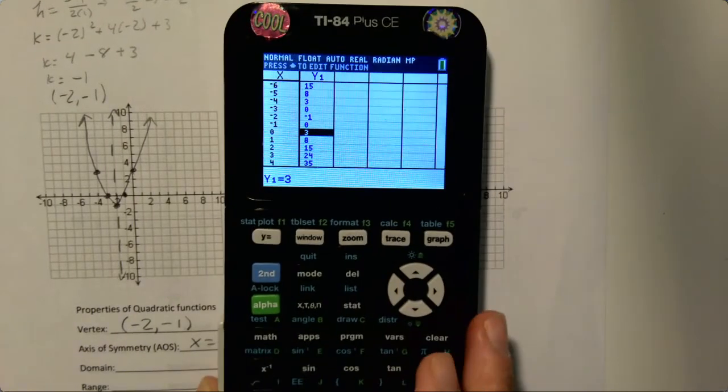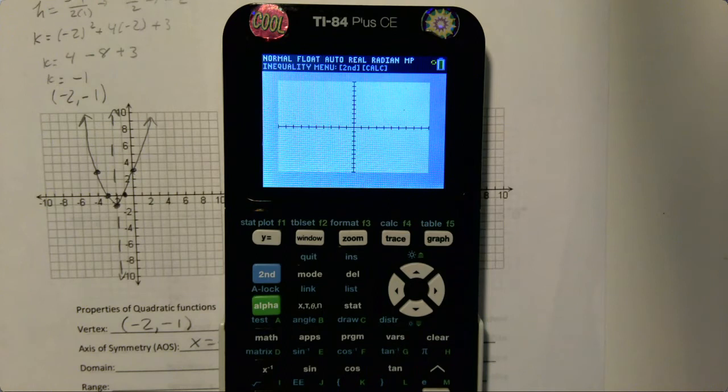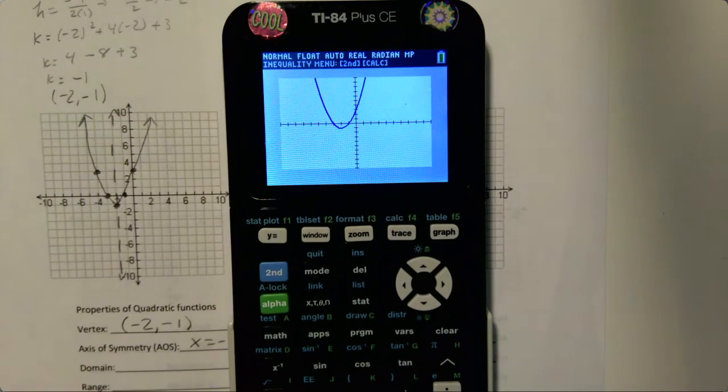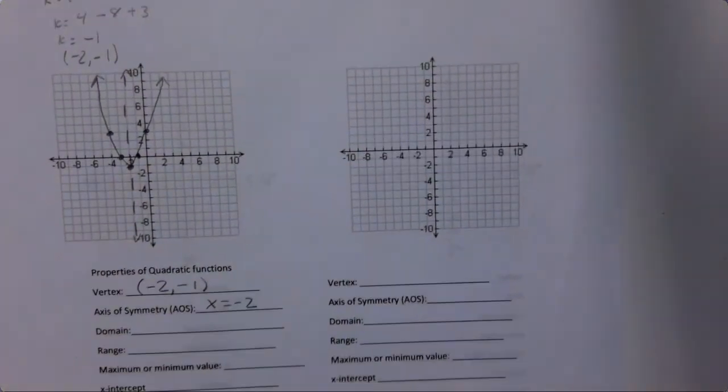And just if you wanted to see what it looked like, if you hit this button here, graph, it'll show you your parabola. So there's the parabola. Mine should have a little bit more of a curve, but there's my sketch. Okay, so let's go ahead and go back to our chart here.